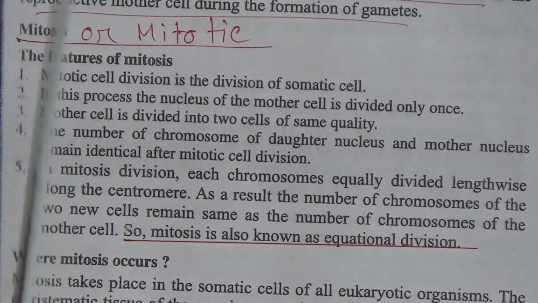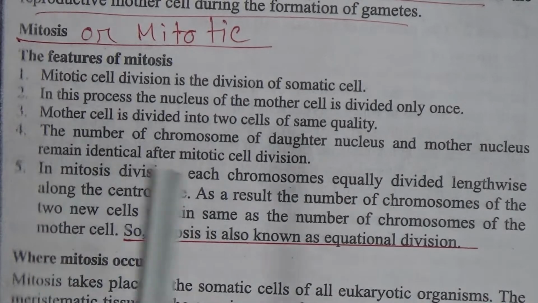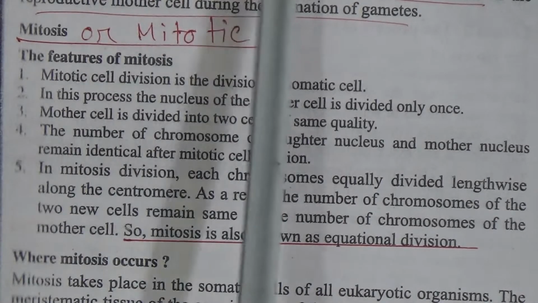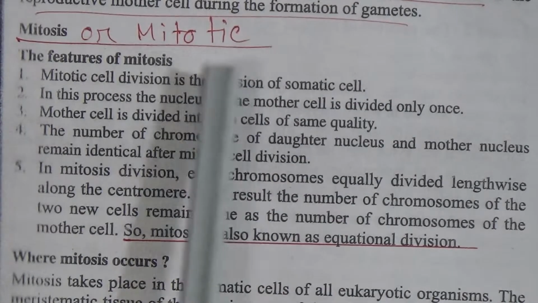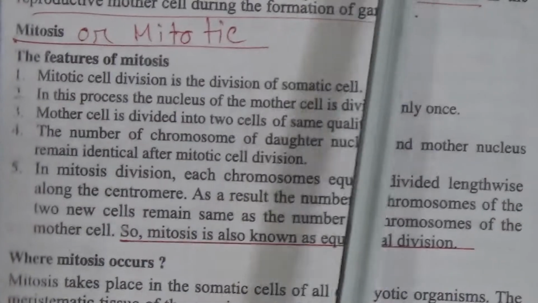So my dear students, from this discussion we have learned 3 questions. Why is mitosis called direct cell division, why is mitosis called equational cell division, and why is meiosis cell division called reductional cell division.